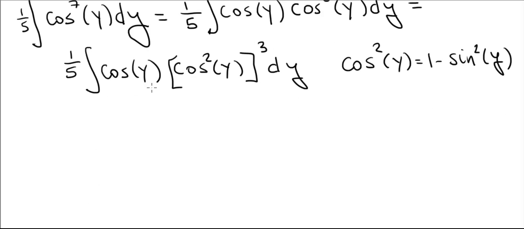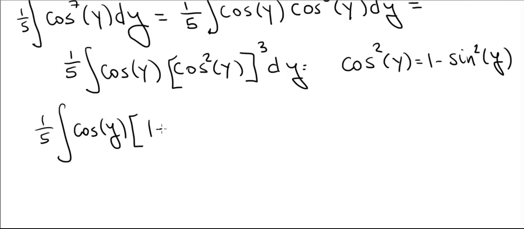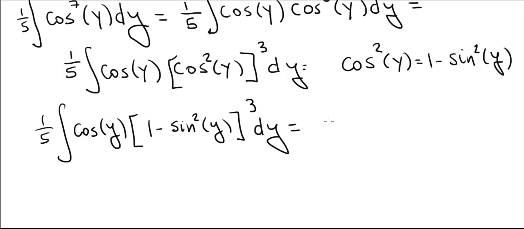Now our integral becomes 1/5 cosine of y times 1 minus sine squared of y cubed. And to expand this requires just the basic formula from algebra, a minus b cubed. You can review that. I'm not going to multiply it here. I'll just provide an answer and you should check it.